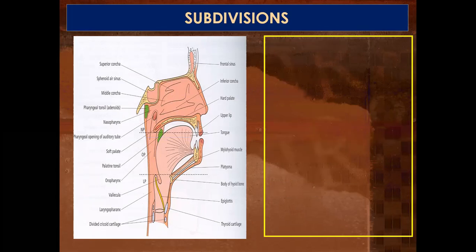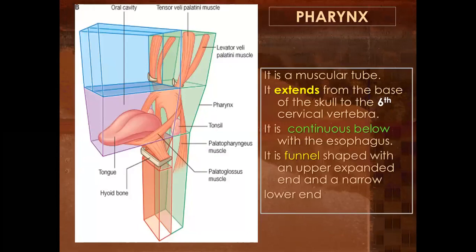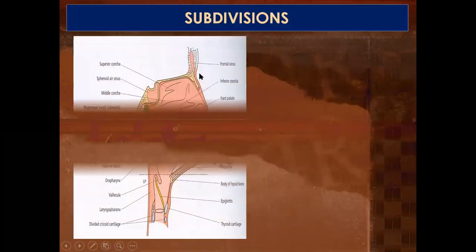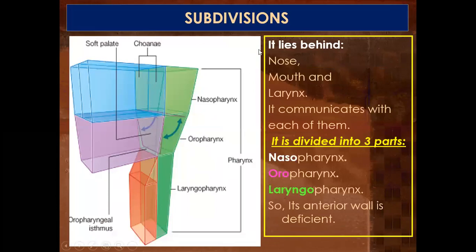If you see in this previous picture also, it is much more clear here. So this is the nasopharynx, oropharynx, and this is the laryngopharynx. Behind the larynx, this is the laryngopharynx. Behind the oral cavity, oropharynx, and behind the nasal cavity is the nasopharynx. Here you can see, this is the nasopharynx. Behind the nasal cavity, behind the oral cavity, oropharynx, behind the larynx, laryngopharynx. This whole thing is the pharynx.